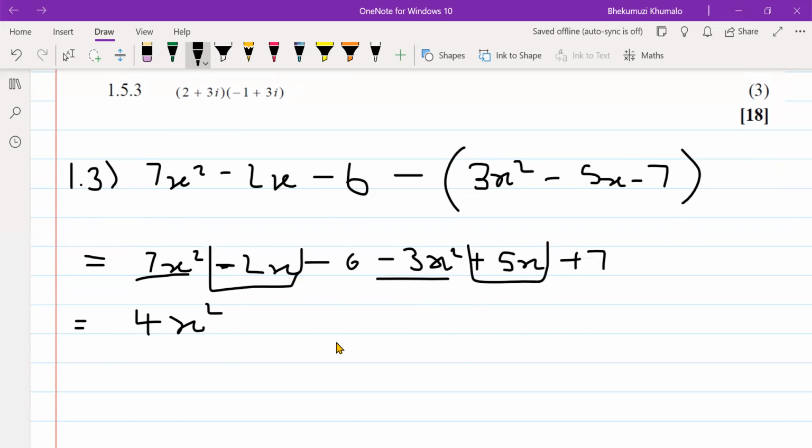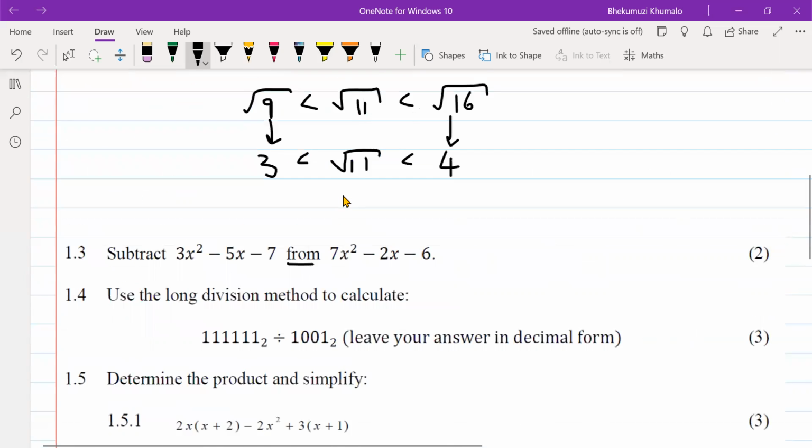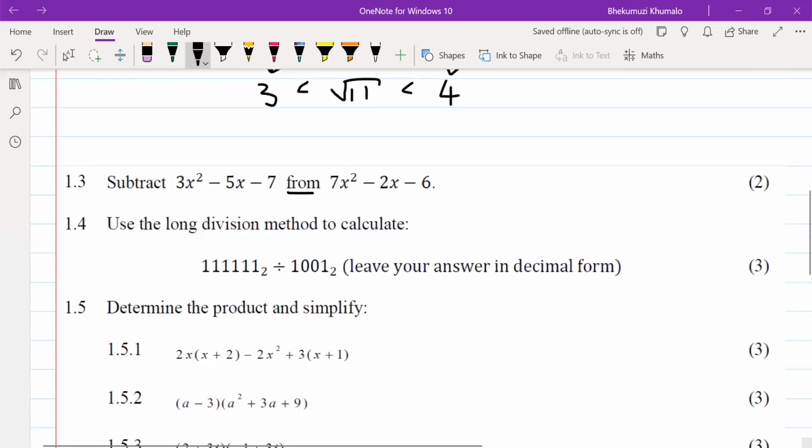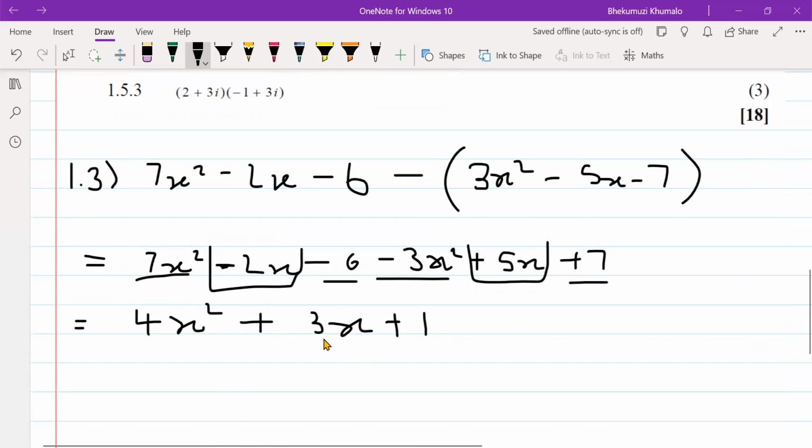So this would become what? It would become positive 3x, right? And then here it's minus 6 and plus 7. So minus 6 plus 7 would just give you plus 1. So now we've subtracted, and that's exactly what they asked us to do. They said subtract 3x squared minus 5x minus 7 from 7x squared minus 2x minus 6. And that does give us what we've just gotten, which is 4x squared plus 3x plus 1.